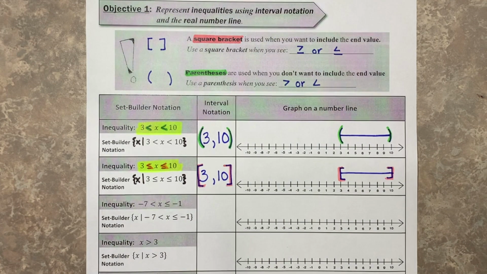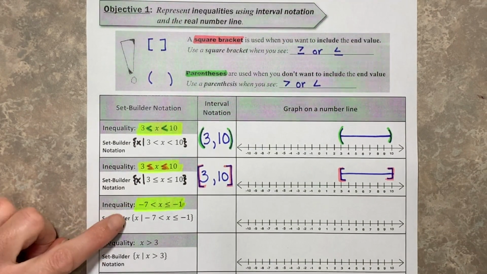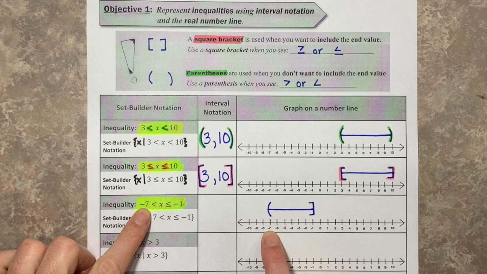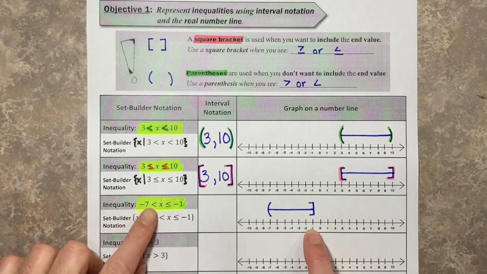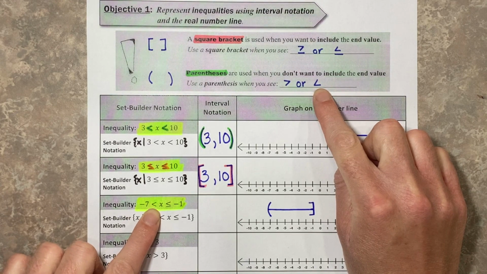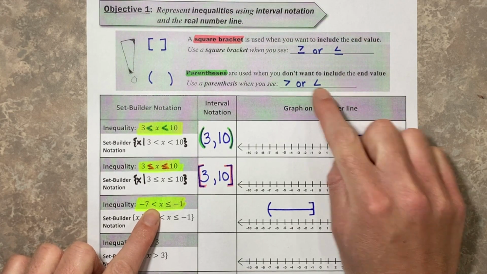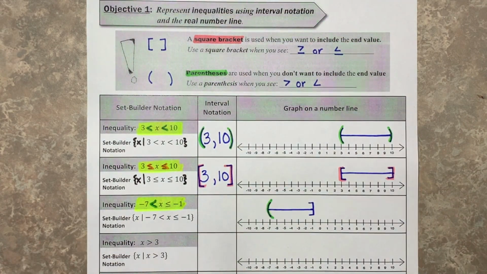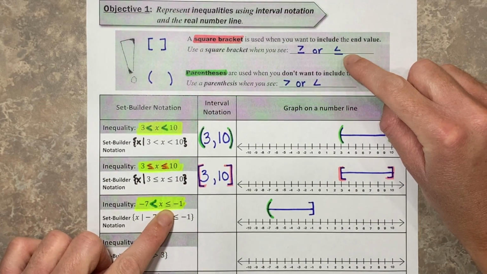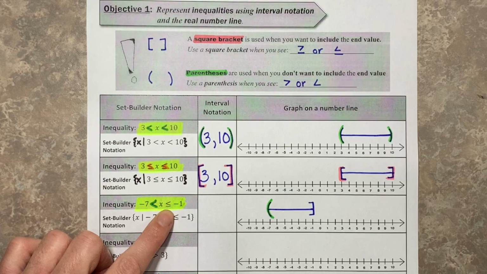Next example, right here, you can see written in set builder notation right here. Let's graph this on the number line quickly. I identified the endpoints -7 and -1. The -7 is next to this symbol here, meaning that it's not included, and so we use a parenthesis there. The -1 is next to this symbol, and so we want to include the -1. So we put a square bracket there.